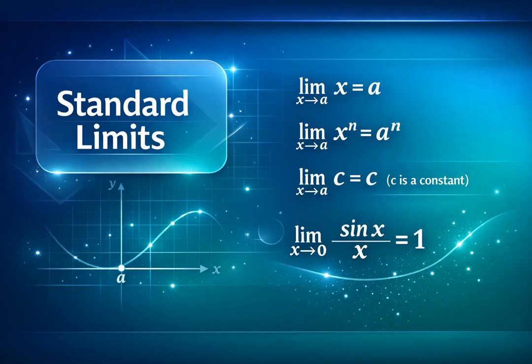Standard limits you should know. Limit as x approaches a of x equals a. Limit as x approaches a of x to the n equals a to the n. Limit as x approaches a of a constant equals that constant. And importantly, limit as x approaches 0 of sine x over x equals 1. This is crucial for trigonometric limits.